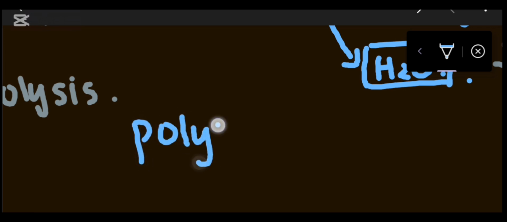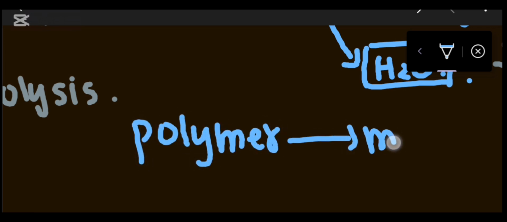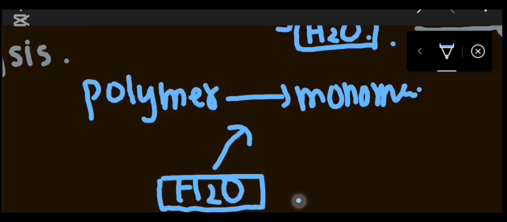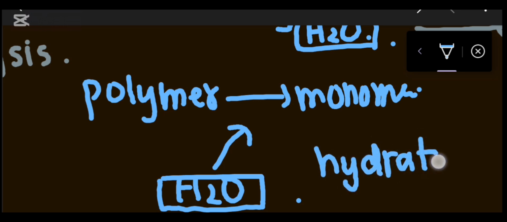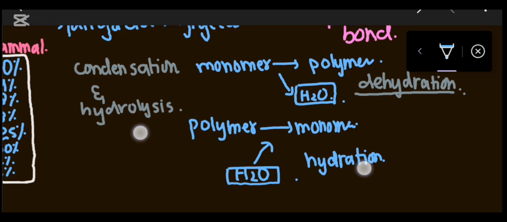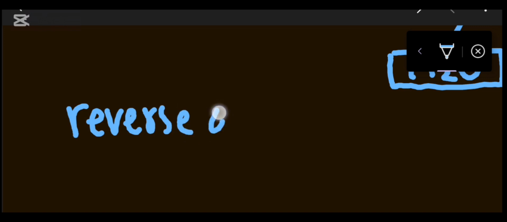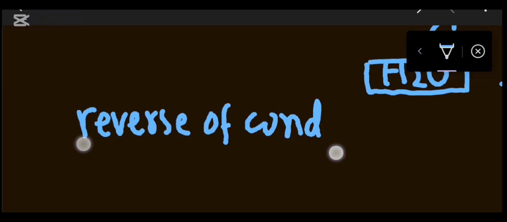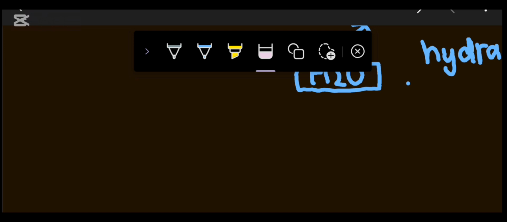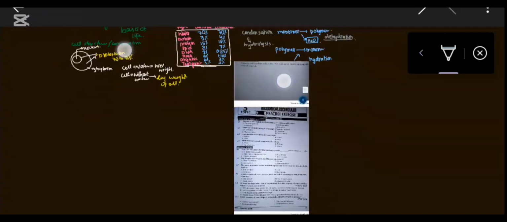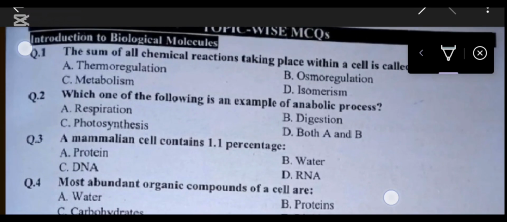Same goes for hydrolysis, but in the opposite direction. Here the polymer breaks down and forms the monomer. And here there is addition of water molecule. That process is known as hydrolysis, or we can say it is also known as hydration. So the question can be asked: the reverse of condensation is known as hydrolysis. This is the question. With that, let me share the question chart with you here from the book. Let's do 2 or 3 MCQs related to this topic.